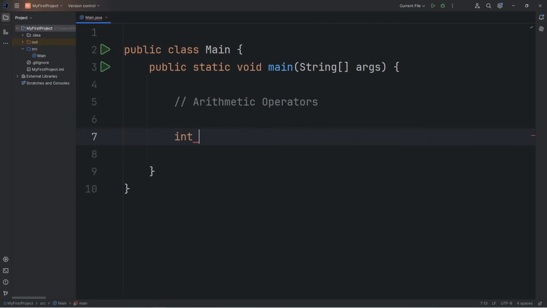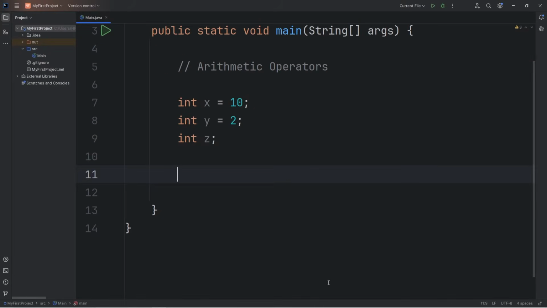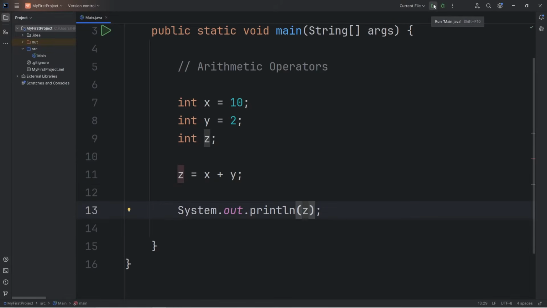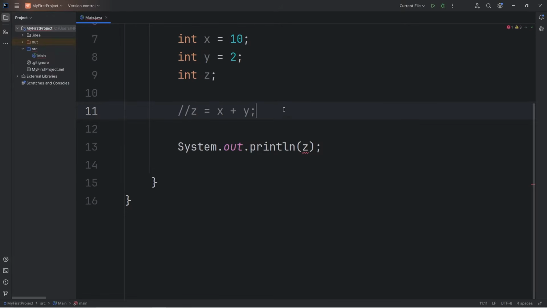In this demonstration, we will have three variables. X will equal 10, Y will equal 2, and Z will store the result. We'll declare it, but not yet assign it. So for basic addition, we'll store our result within Z. Z equals X plus Y; for addition, you can use the plus sign. What is 10 plus 2? Then we'll display it. We're storing the result within Z, which gives us 12.